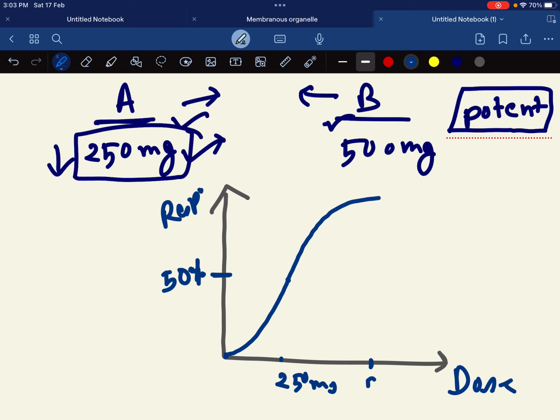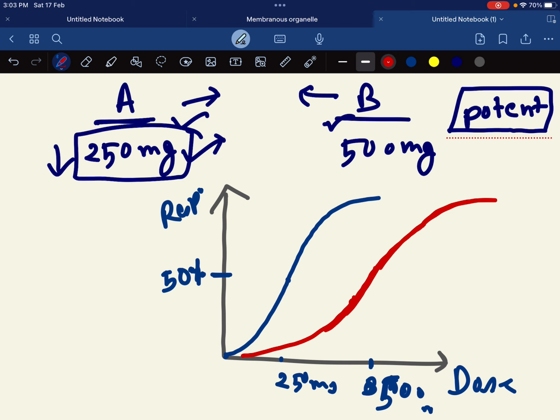But for drug B, I got the same response at 500 milligram. I got the same 50% response at 500 milligram. So for drug B, the dose response curve might be like this one. So the same 50% response you are getting at a lower concentration for A, but at a higher concentration for B.